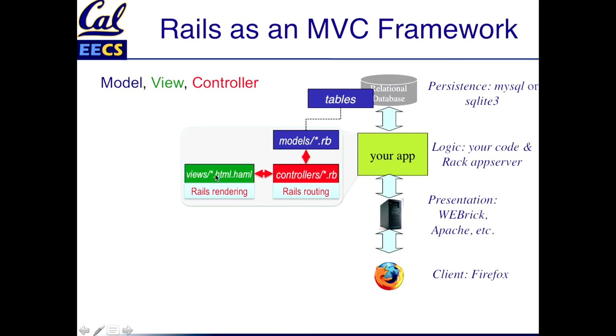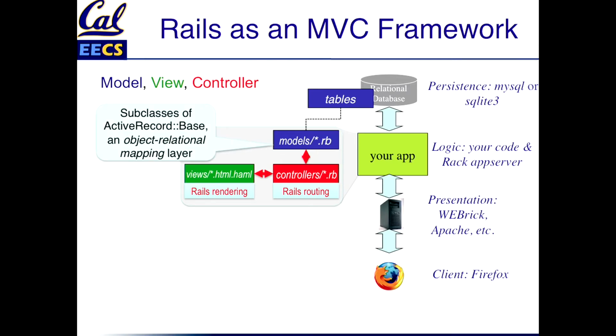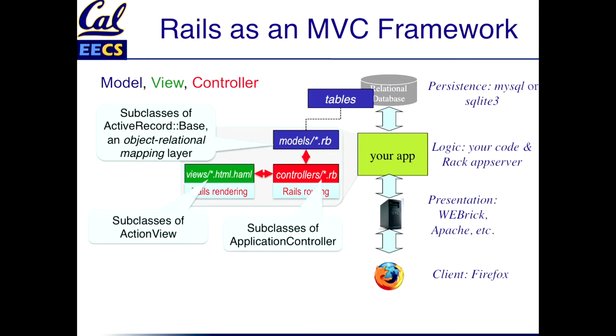The views will get rendered by interpolating the data that came via the controller. That gets returned back to your browser. So what are the models? As we're going to see, they're subclasses of ActiveRecord::Base. The views are subclasses of ActionView, and the controllers are subclasses of ApplicationController.